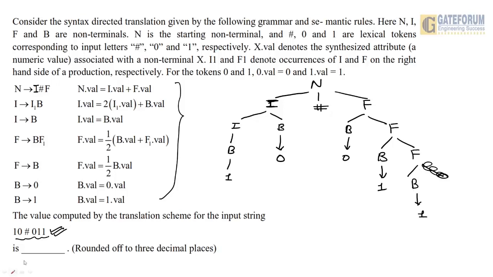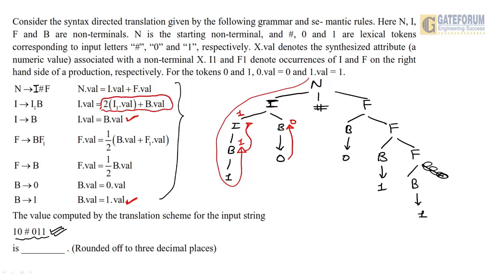Let's see, to evaluate the result, just scan from left to right. Here it gives you the value 1, because its definition is that we put the value 1. Now I tends to B, it also takes the same value 1 here. It takes the value 0 here. Now I tends to IB. At that position we need to multiply 2 into the value of I plus B. So 2 into 1 plus 0 is 2. So here the value is 2.